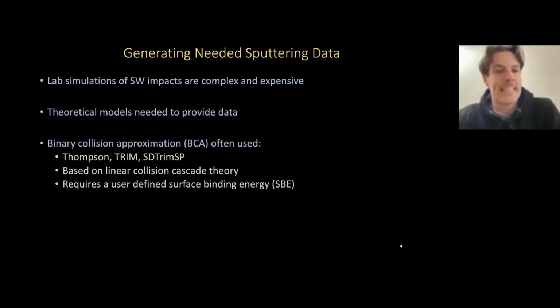Like I said, we need this sputtering data, and lab simulations are complex and expensive, so we use theoretical models. The most common are what we call binary collision approximation. If you've heard of sputtering simulations, you've probably heard of TRIM or SRIM, and SD-TRIM-SP is a outgrowth of that. What's key about all of them, and all you need to know today, is that they require a user-defined surface binding energy, meaning that if you're going to run this simulation, you have to provide the code a defined surface binding energy.